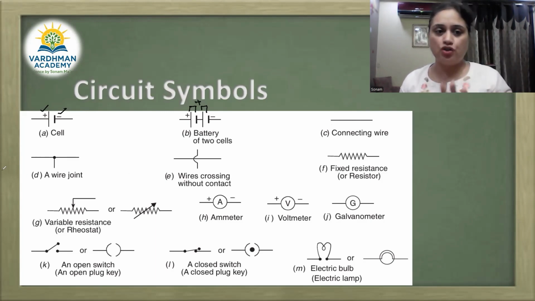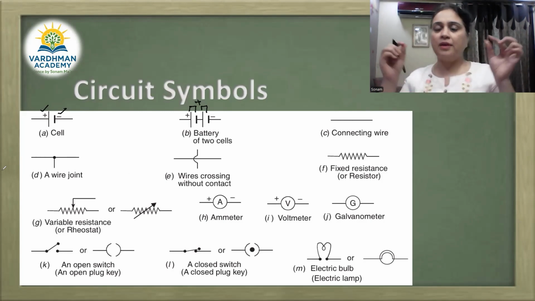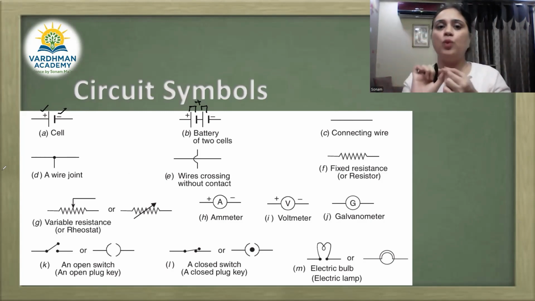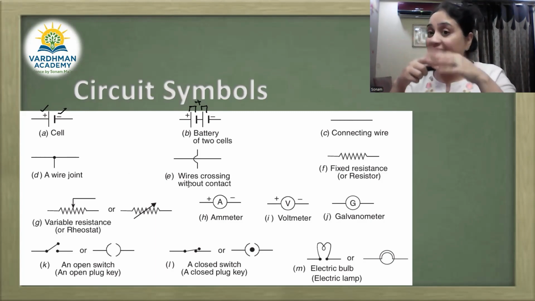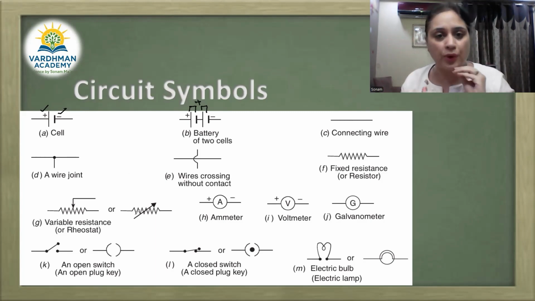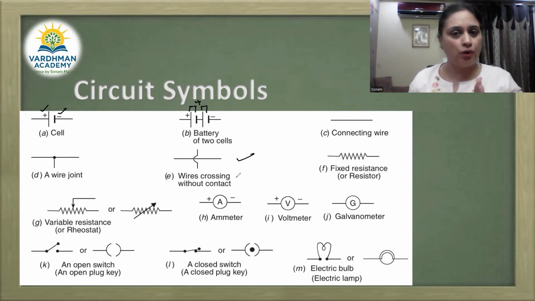Next we have a wire joint. A wire joint means where we have connected two wires together. Now here we have wires crossing each other without contact. Like one wire is passing over the other wire, but they are not connected together, there is no joint between them. Just one wire passing the other wire without any contact, then this is the symbol you are going to use.